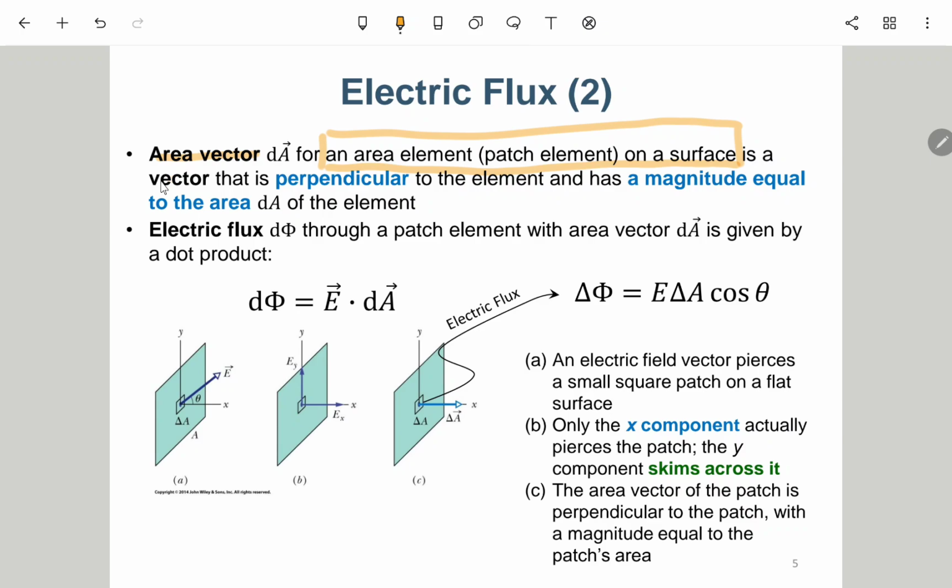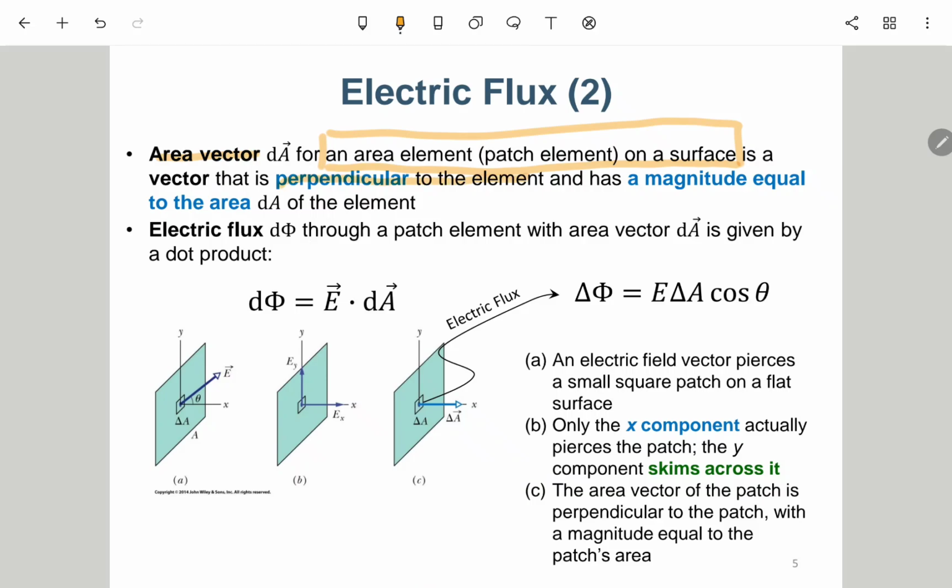So the area vector of this element is a vector that is perpendicular to the element and has magnitude equal to the area dA of the element. So we try to define it in two ways. One is the magnitude, another one is the direction. The direction is perpendicular to the element.